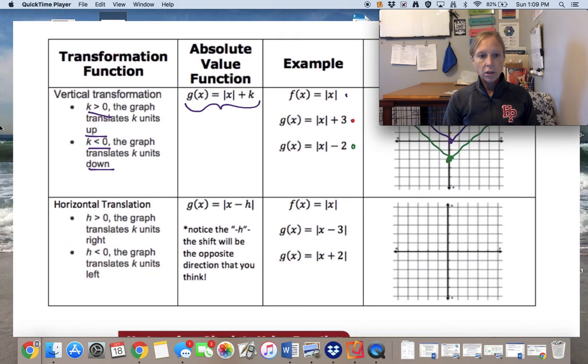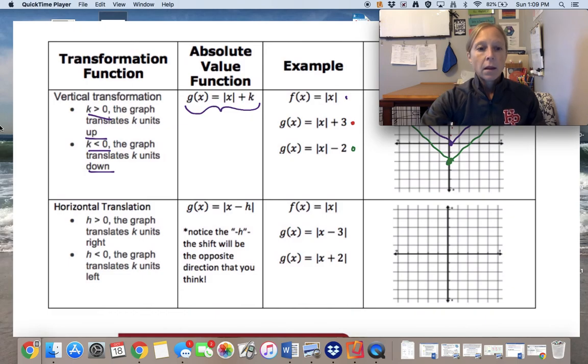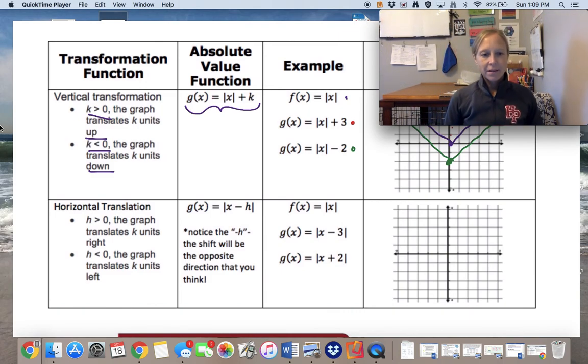Horizontal translations occur inside the function. So, horizontal is our x value, right? Our horizontal axis is the x-axis, and x is the input. It happens inside the function. So we will see all of our horizontal transformations happen inside of the function.